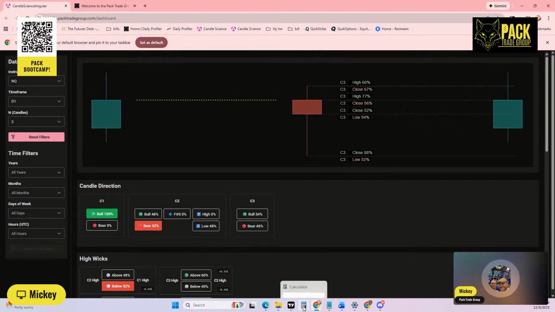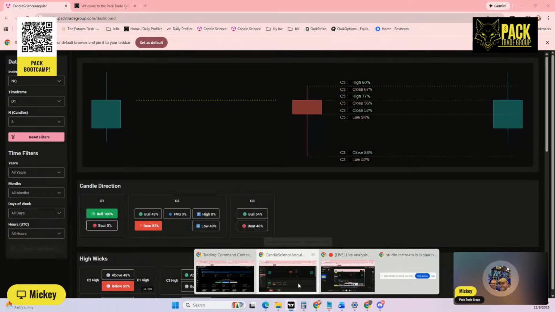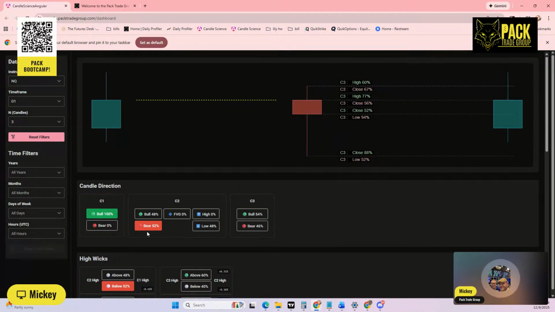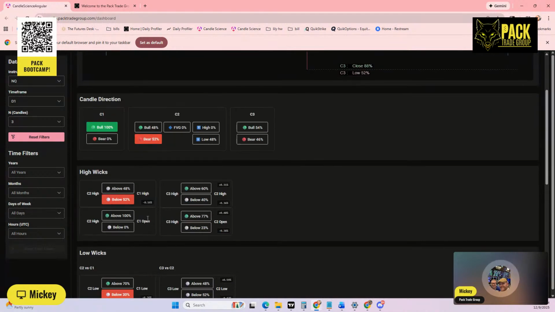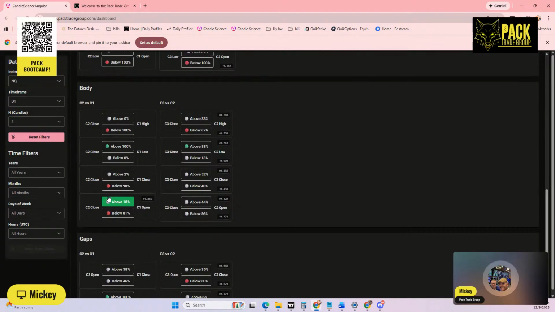Right, so we know that Friday was green and yesterday was red. So we're just going to come over here and put green for Friday, red for yesterday. We know that yesterday could not get above previous day high, but it got below previous day low. So we have that selected. And we know that we closed above the open.